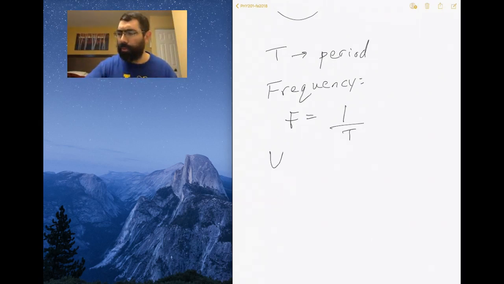So the units on frequency are 1 over seconds, or the hertz. So a frequency of 1 hertz means 1 cycle per 1 second. A frequency of a kilohertz would be 1,000 cycles in 1 second.